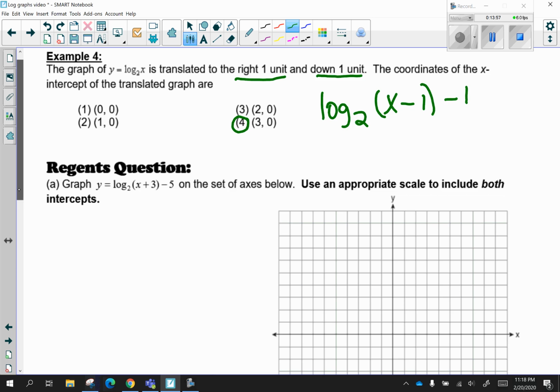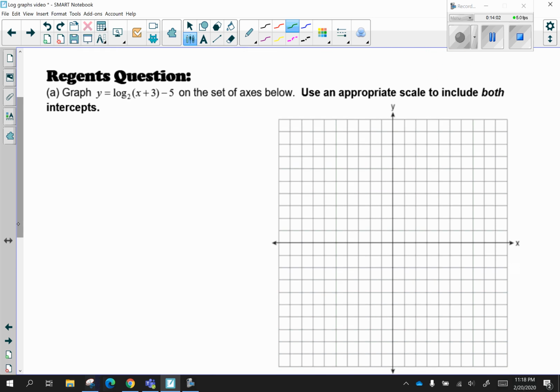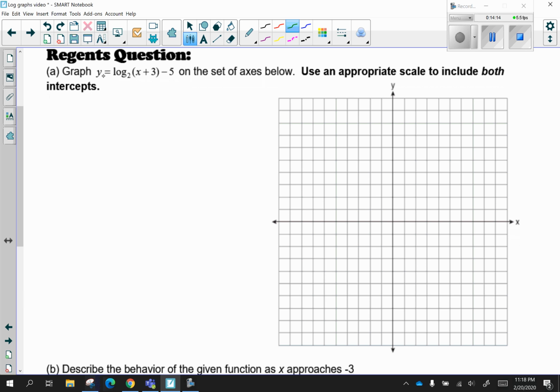Now let's look at this regents question. It says graph y equals log base 2 of (x plus 3) minus 5 on the set of axes below. Use an appropriate scale to include both intercepts. So you can go ahead and plug this directly into y equals. Remember, we need to include both intercepts. So when you look at your table of values, make sure you're looking for points where x is 0 and where y is 0. Pause the video to come up with your table of values.